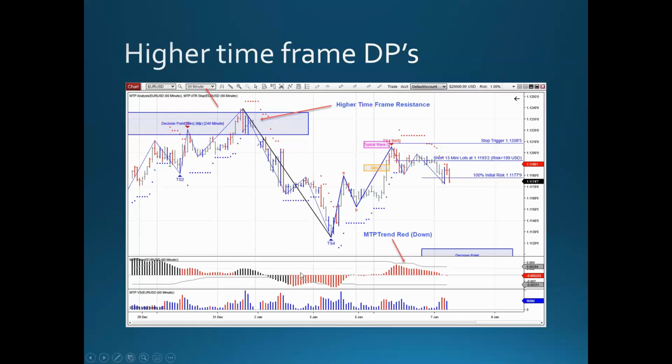We also have a color-coded trend indicator down here. That is not, again, to be followed blindly because we're not a black box system. We want that to go red if the market is indeed coming off a higher time frame resistance zone. We want it to be blue if it's going up off a higher time frame support zone. So in this example, you obviously wouldn't want to take that buy setup because we're coming down off this resistance zone and our MTP trend is red. Therefore, you like the look of this sell setup.